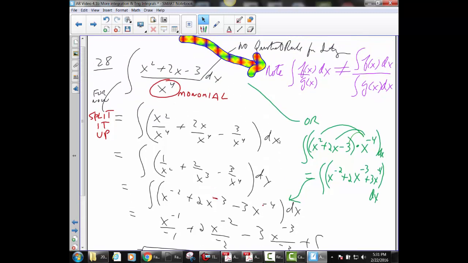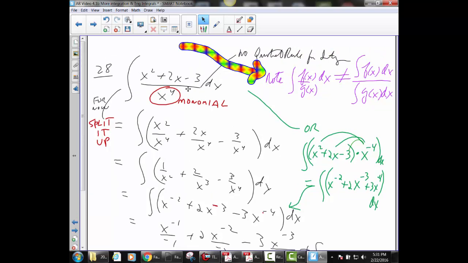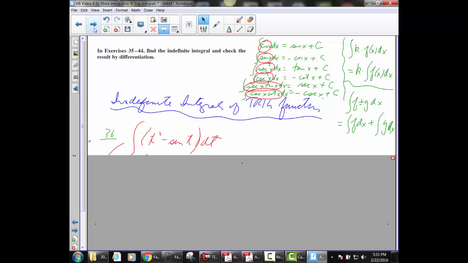Now, the other way of doing this, rather than splitting it up, is you could rewrite this as times x to the negative 4 and then distribute. You'll get the exact same line I just got right here. In exercises 35 through 44, find the indefinite integral and check the results by differentiation. As far as checking the results by differentiation, yeah, when you have all that time in your life, you just do that little thing.